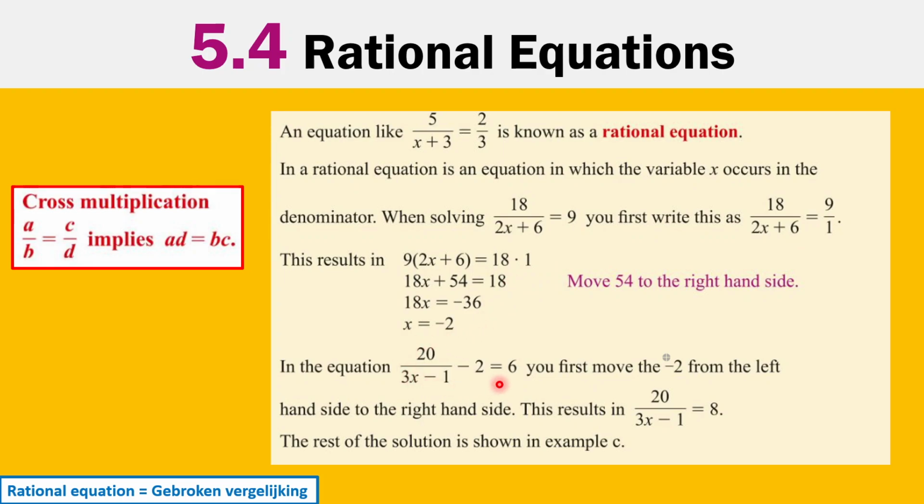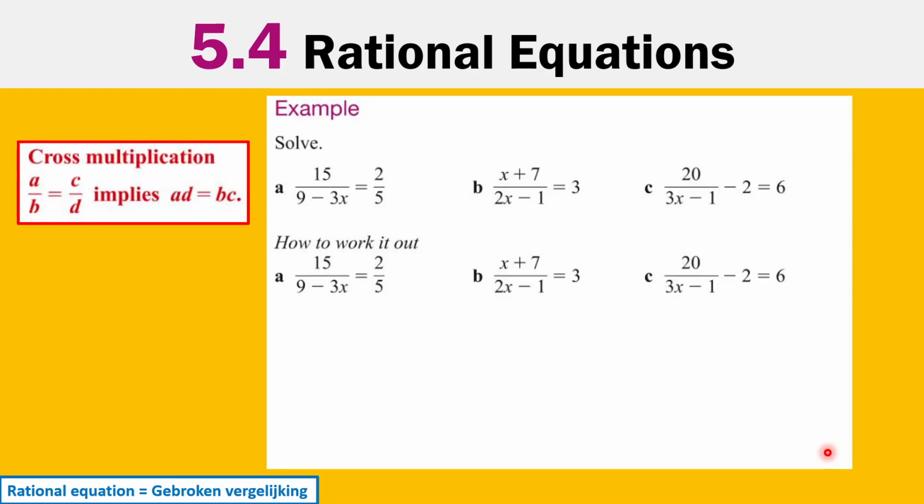If I have something like this, I first want to get rid of this minus 2 on the left hand side by doing plus 2. Right, so I get 20 divided by 3x minus 1 equals 8. And then you continue down the road. Let's practice.